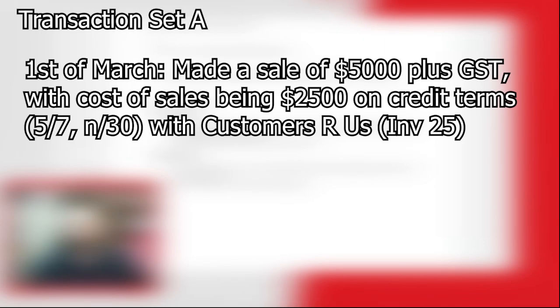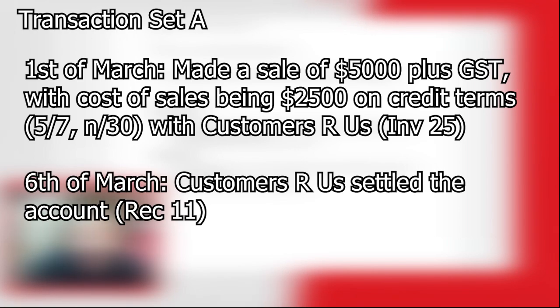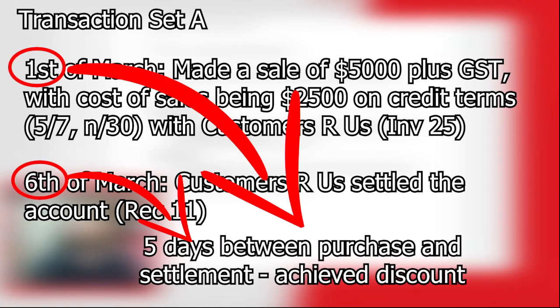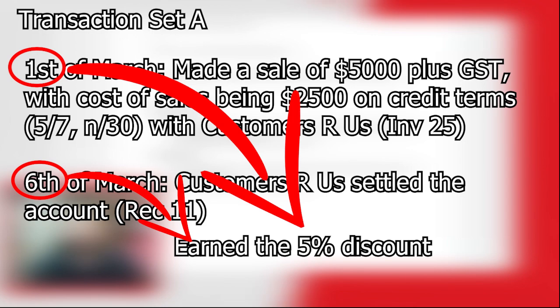Alright, so our first example, we're going to be doing the discount expenses first. So on the 1st of March, we made a sale of $5,000 plus GST, with the cost of sales being $2,500 on credit terms. Credit terms here, 5/7 and over 30, with customers are us and the invoice 25. Then on the 6th of March, customers are us settled the account. And we can see right here that between the 1st and the 6th of March, it's 5 days. So they earn their 5% because they paid within 7 days.